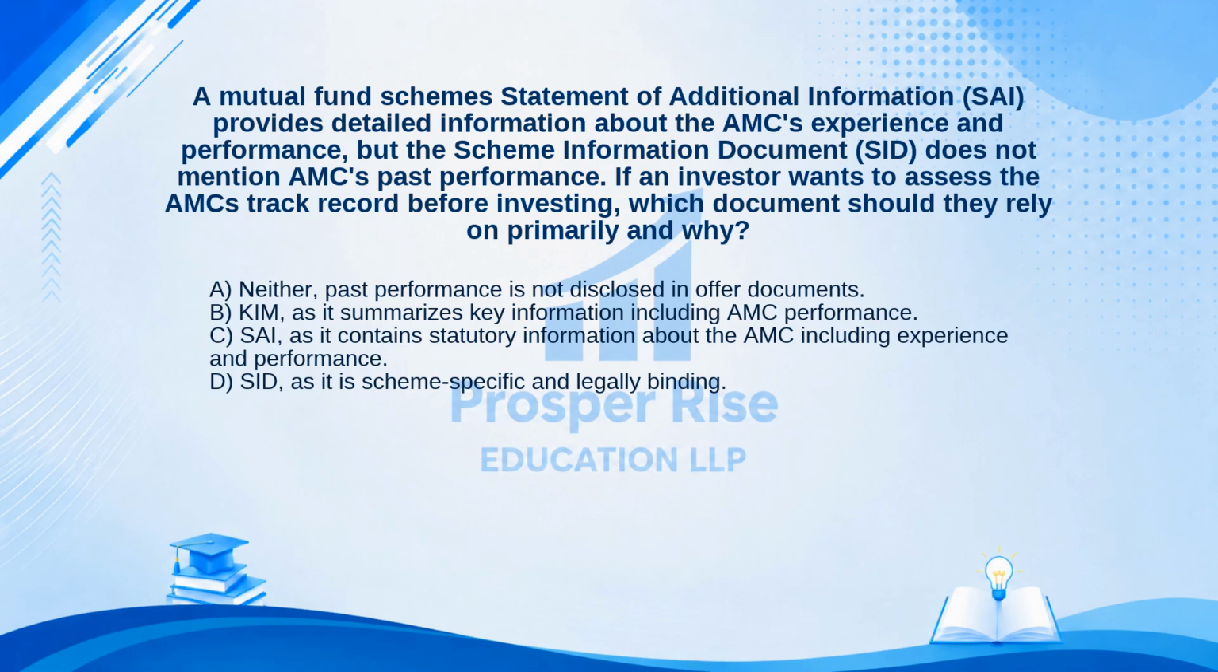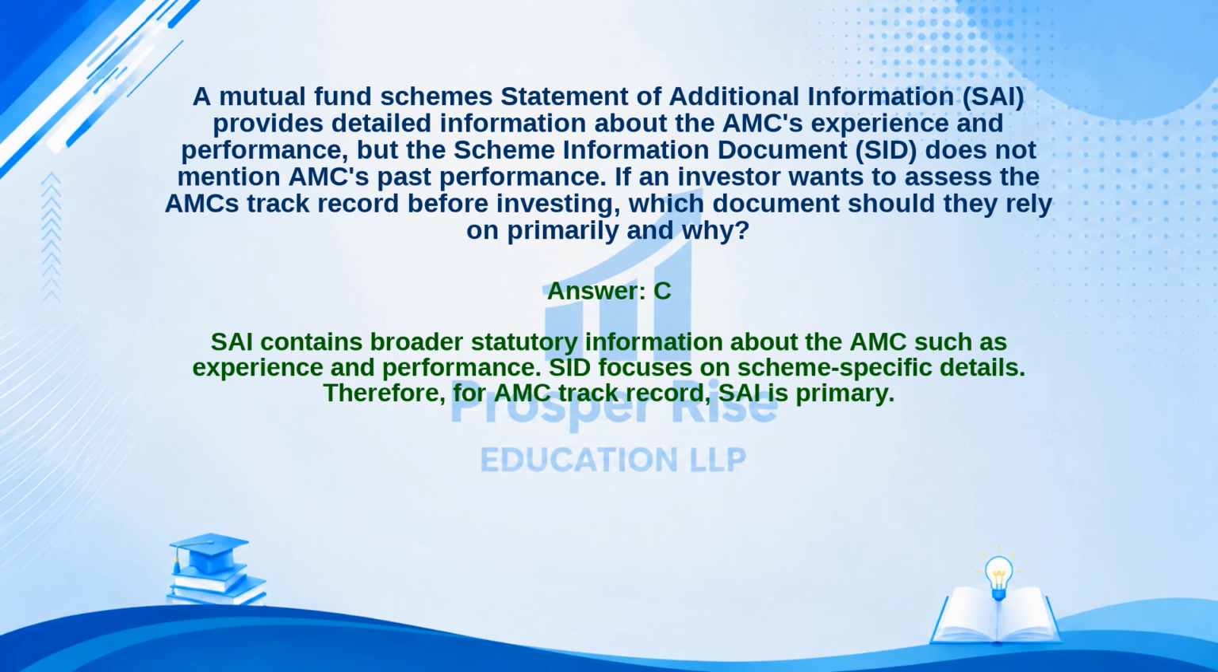The correct answer is Option C. Let's see why. SAI contains broader statutory information about the AMC, such as experience and performance. SID focuses on scheme-specific details. Therefore, for AMC track record, SAI is primary.